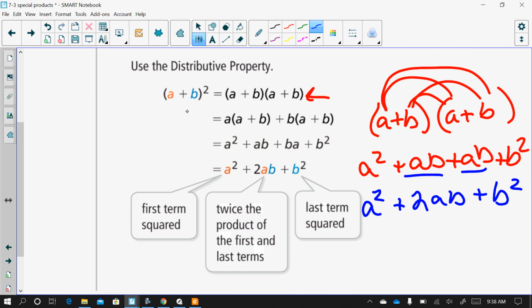To figure out problems like this, you square the first term. So I square the a. Then I take twice the product of the first and the last terms. To get this, I take these two, multiply them together, and then times 2. That gives me the 2ab. And then the last thing we do is square the last term. That's the pattern: square, multiply them together and double it, square. Some people don't like that, which I am perfectly okay with. You can just go ahead and FOIL.